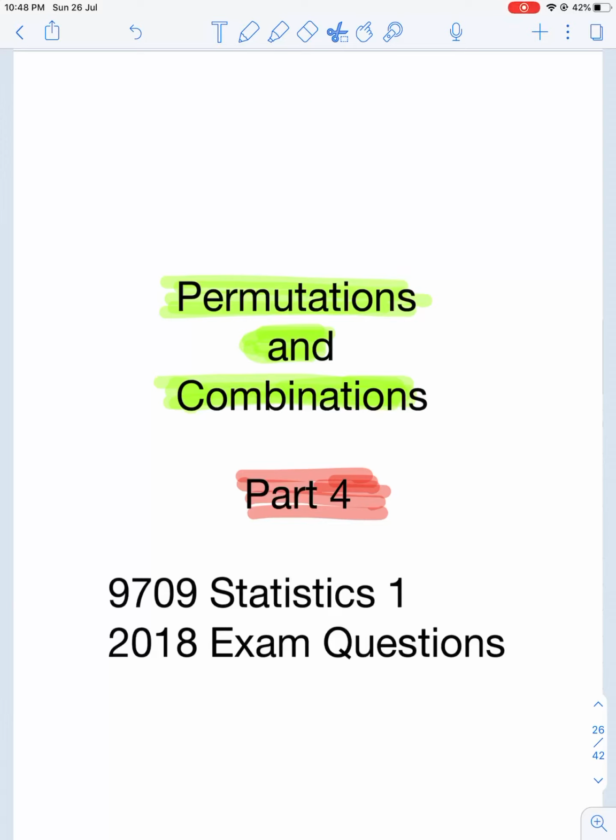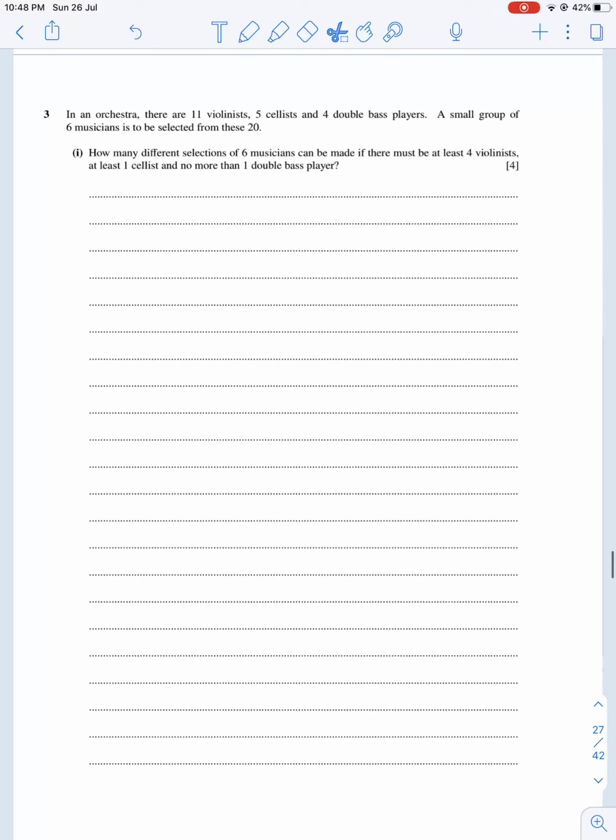This is the fourth part of permutations and combinations, where I'll be solving a few more questions from the 2018 exam paper, which is S1.